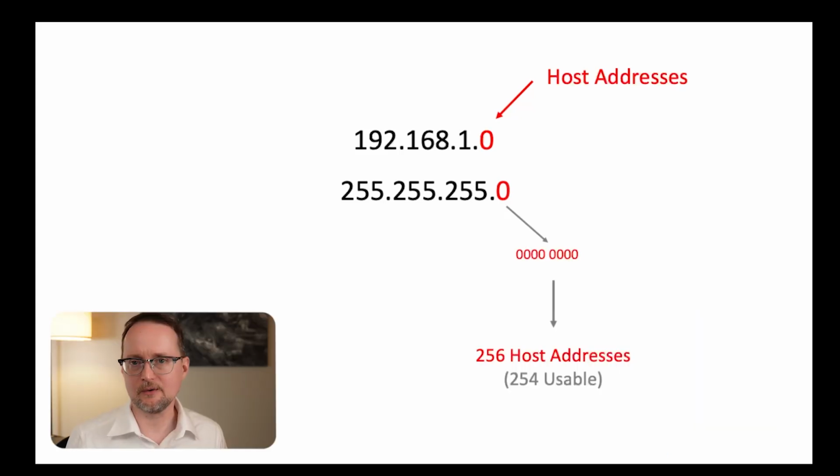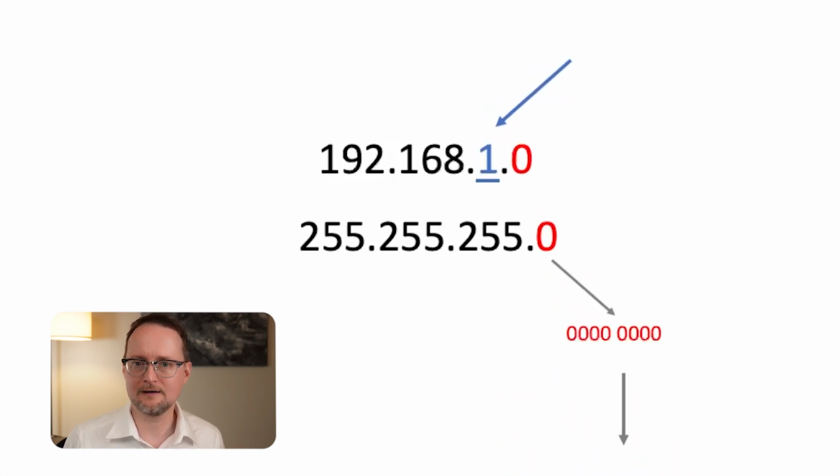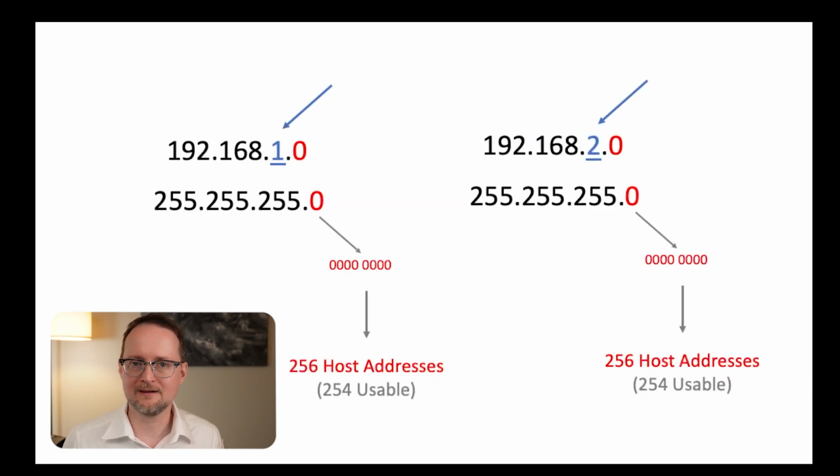In this case, we have 256 host addresses that will be available to use on this network. Let's take a closer look at this network. You can see that the 3rd octet is a 1. We could have another network with a 2 instead of a 1.